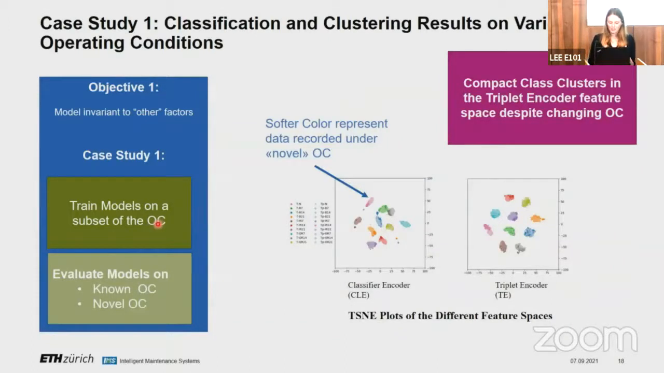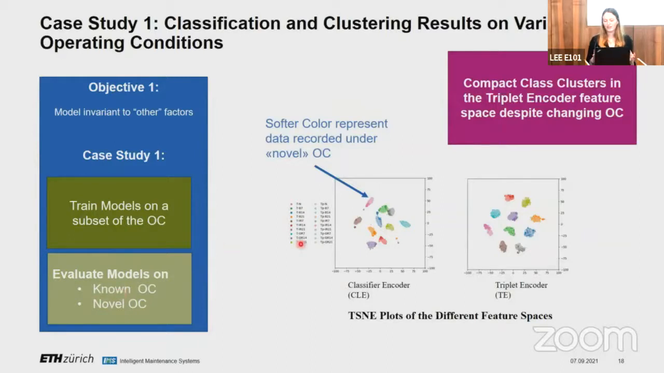So how do we test it? We train a model on a subset of operating conditions. So we took all data from one operating condition out, trained the models, and then evaluated it on the known operating conditions, the same that the training data set has been recorded, but of course it's a test data set, it's not the same data, but then also on the novel operating condition.